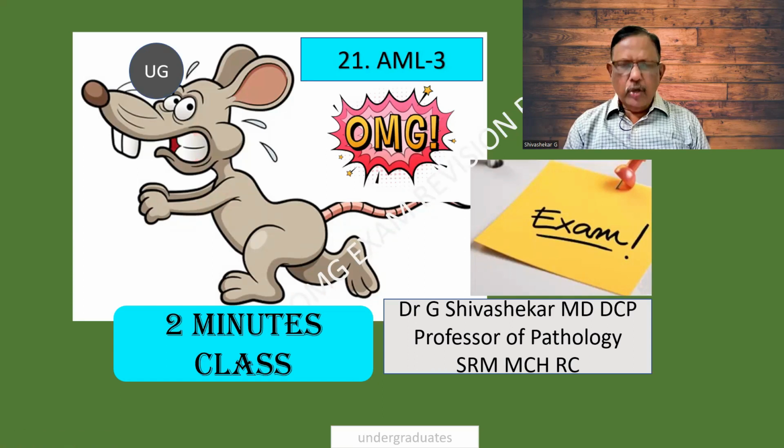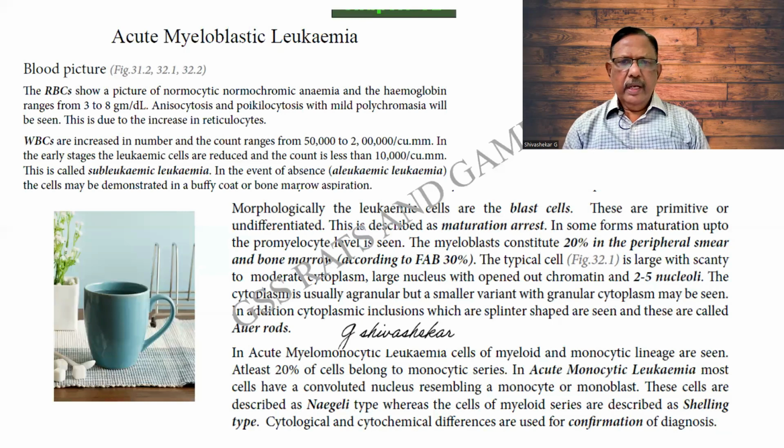The second class on leukemia shall be AML, acute myeloid leukemia. Oh my God, exam. It can be an essay, a short note, viva, chart, whatsoever. And this is something I would like you people to follow, this diagram. In any of these pictures, you will have to describe the RBCs, which are usually normocytic, normochromic.